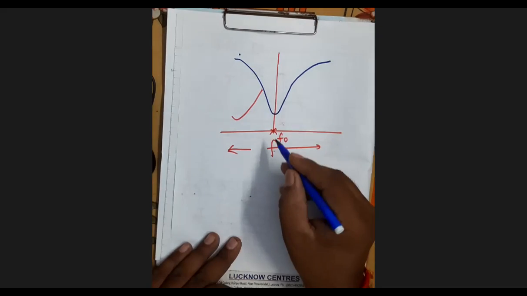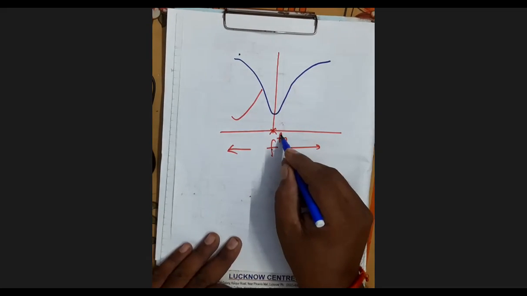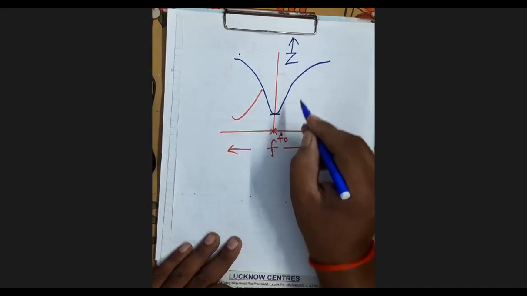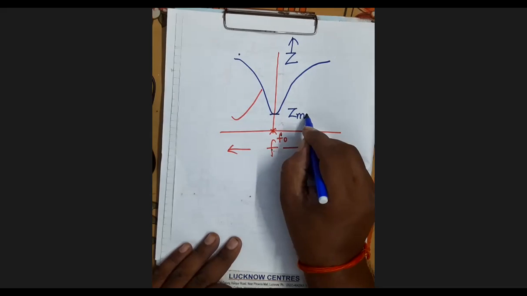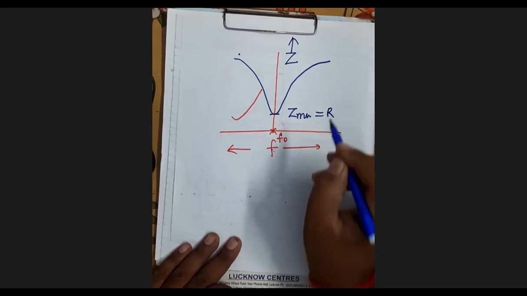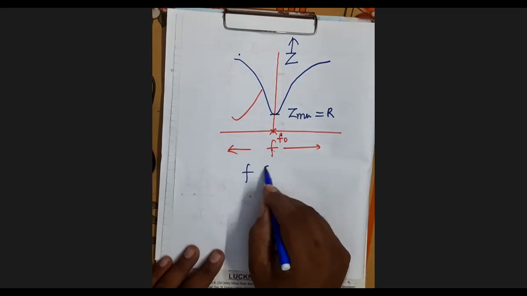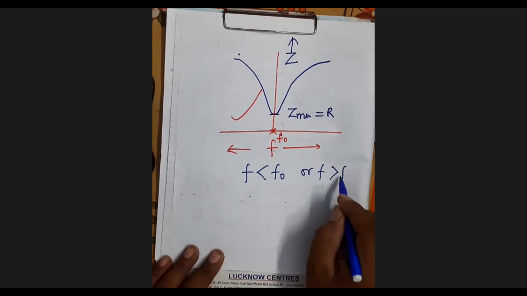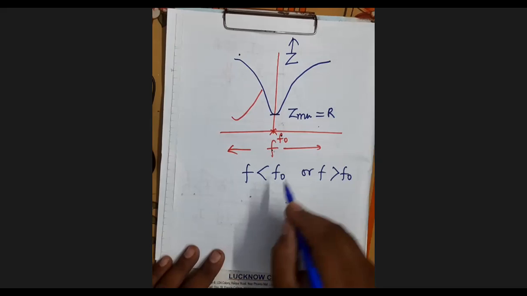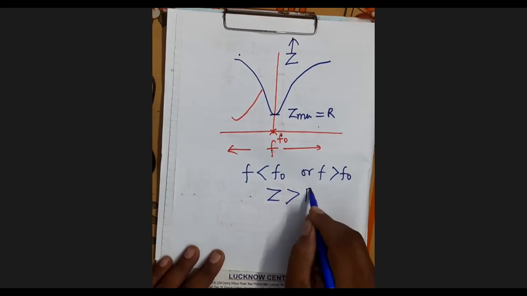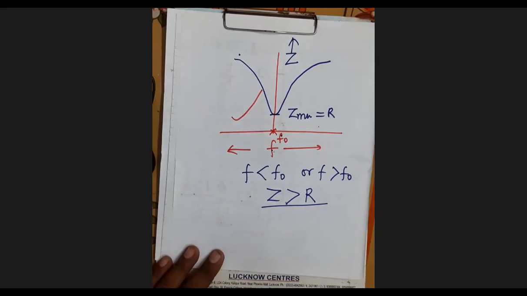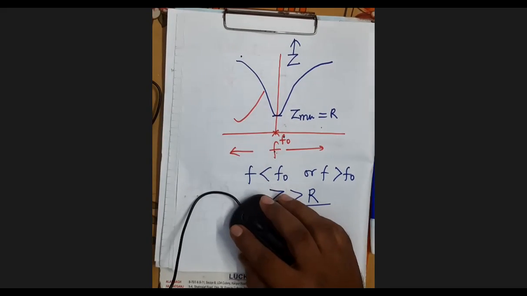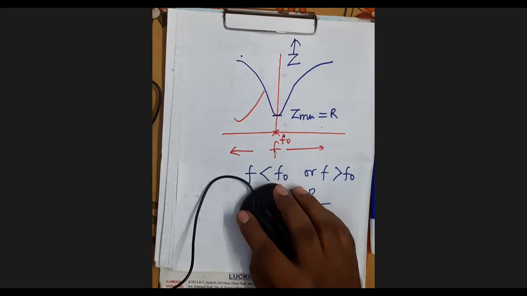As I have already told, when F becomes equal to F naught, impedance will be minimum, and Z minimum will be equal to R. At other frequencies, when F is less than F naught or F is more than F naught, impedance will be more than R. It's clear. So these things I have already told.